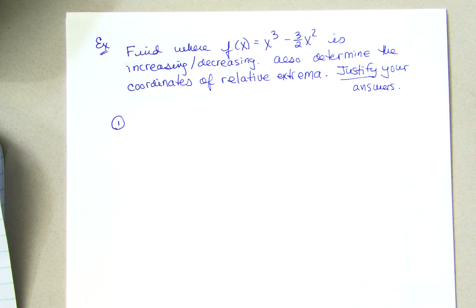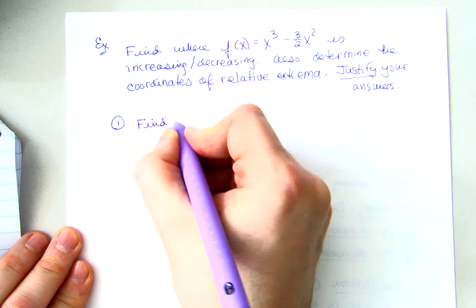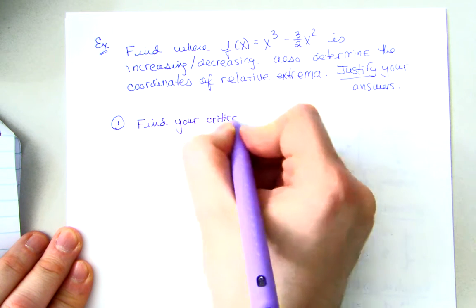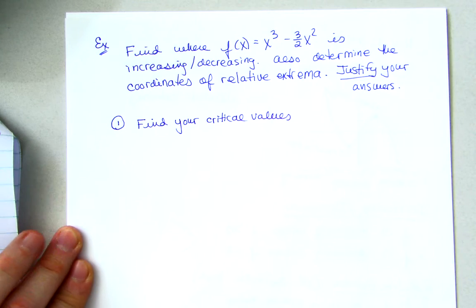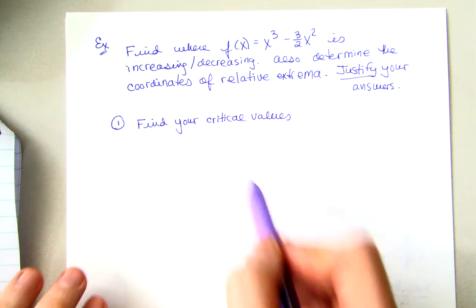I need my critical values. That's going to be step number 1. Find your critical values. I'm going to add a little bit more to that in a moment, but right now quickly find your derivative, set it equal to 0, and stop. Maybe leave like 2 lines after that.